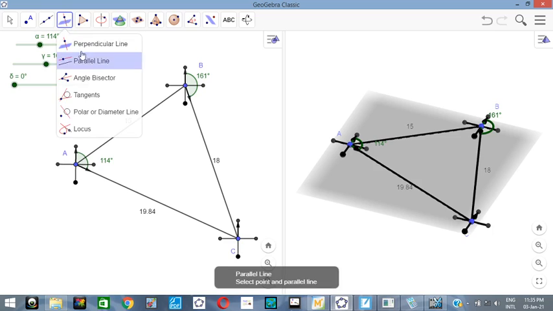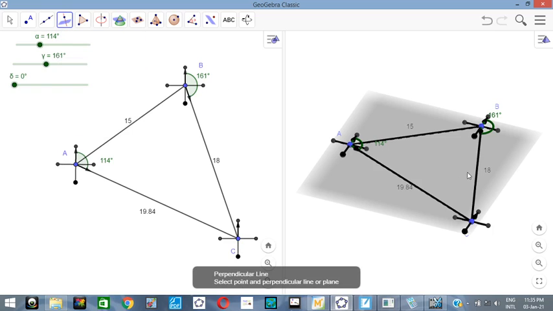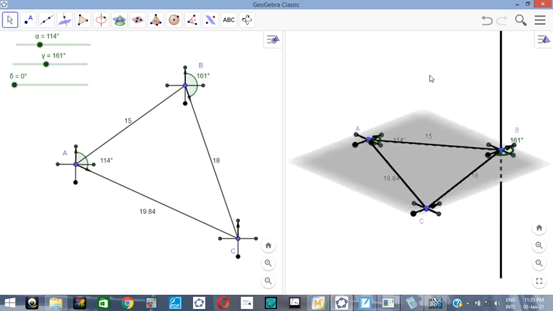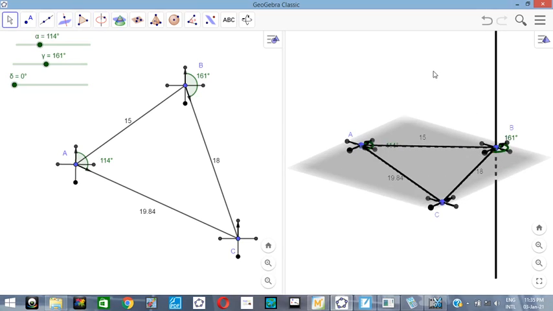Remember, this pole is perpendicular to this plane, to the horizontal ground. So I need a perpendicular line from here on this plane. You can see it, so I've gotten that. But the length of this perpendicular line is what I don't know. You can see that it's very long.